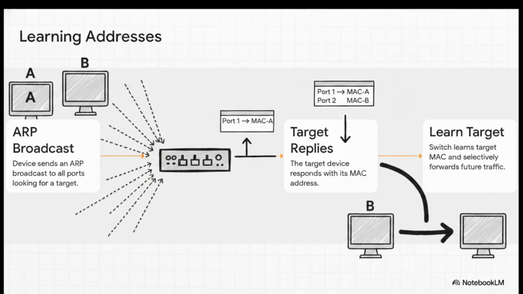In step 3, computer B hears it and replies. The switch catches that reply on port 2, and for step 4, logs B's MAC address. Boom! Mystery solved. From that exact moment on, traffic between A and B goes directly between port 1 and port 2. The rest of the network doesn't hear a peep.